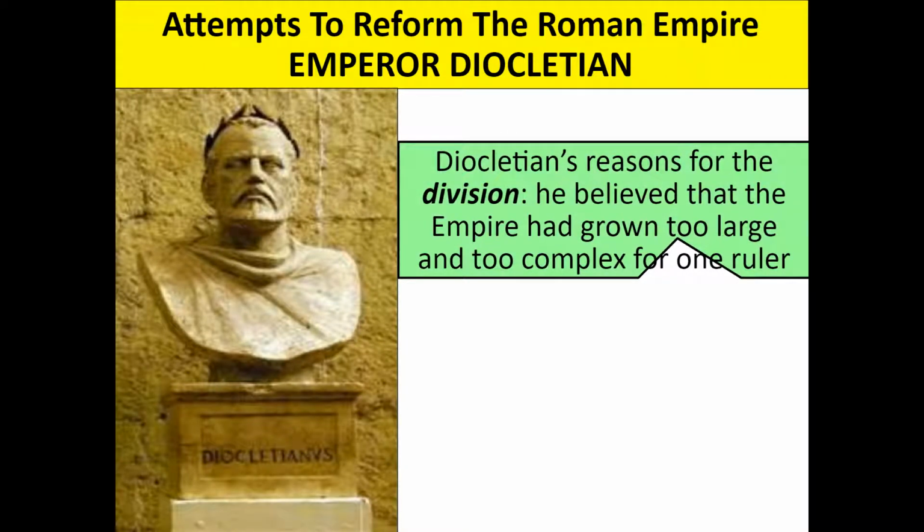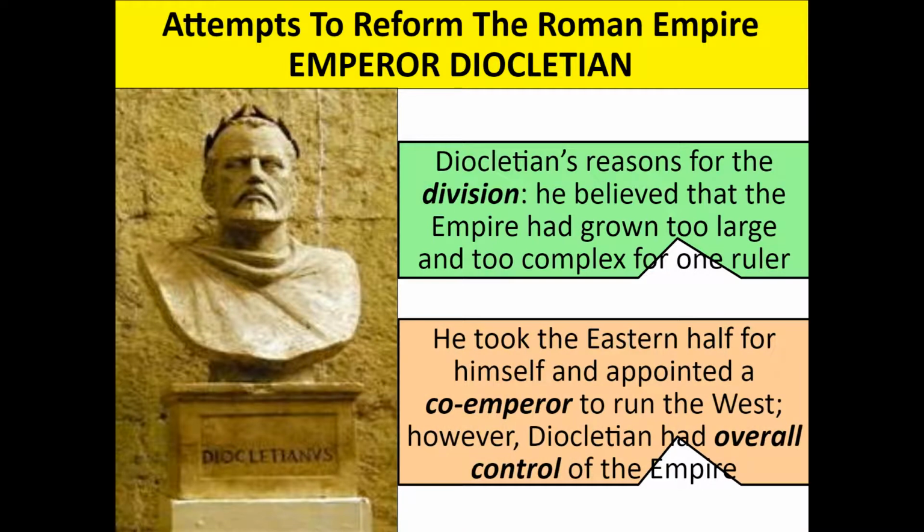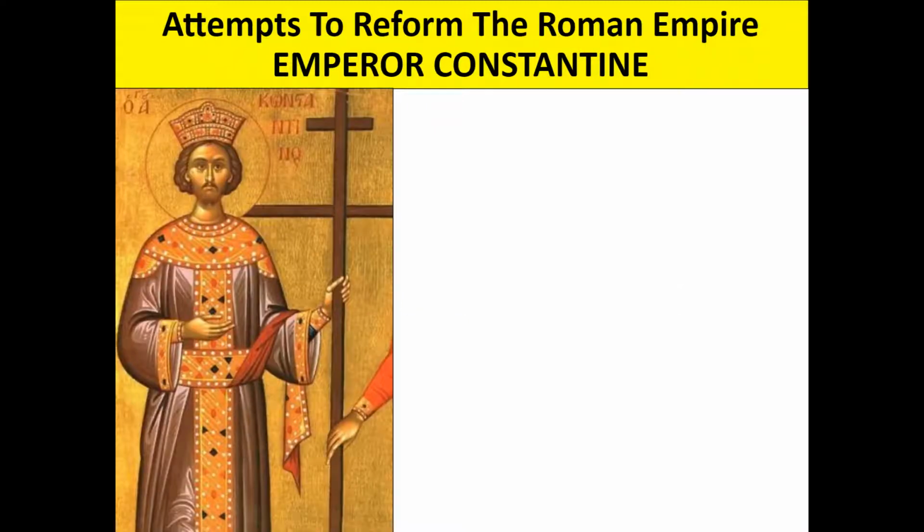Diocletian's reasons for the division are that he believes that the empire has grown too big and too complex for one person to lead, right? He thinks that you need to split the empire. So what he does is he takes the eastern half himself and he appoints a co-emperor to run the West. However, Diocletian maintains overall control, right? So he's running the eastern half himself. He has somebody else running the western half. And then we got Constantine.